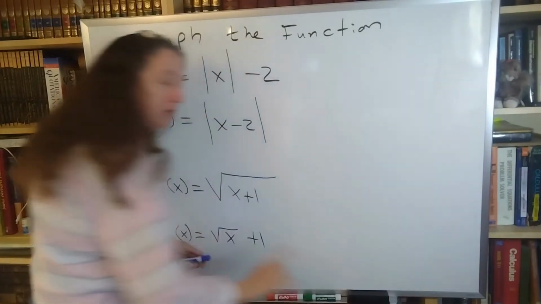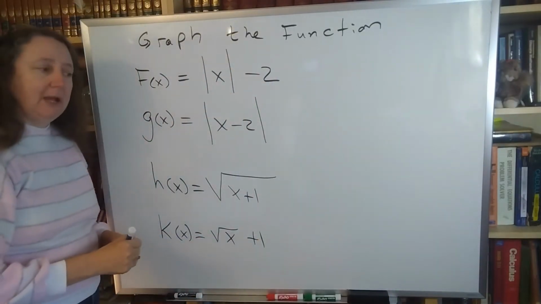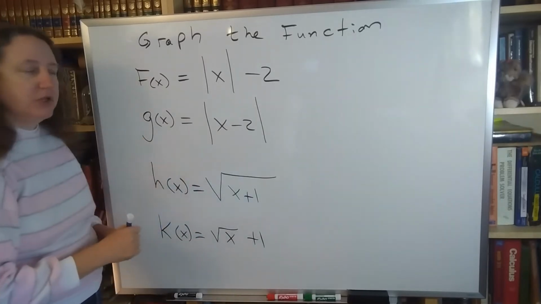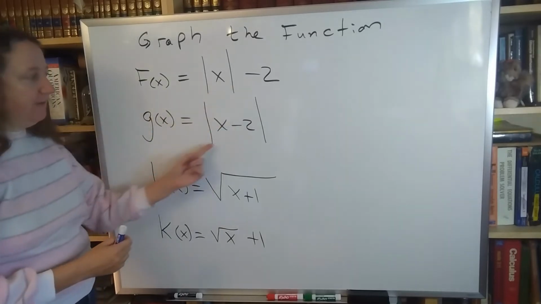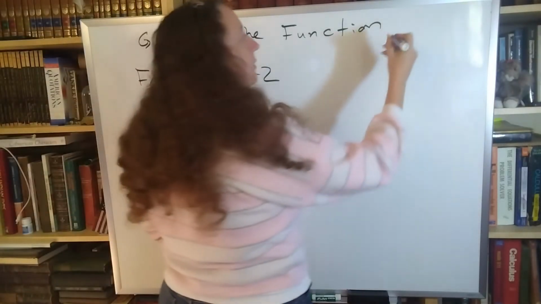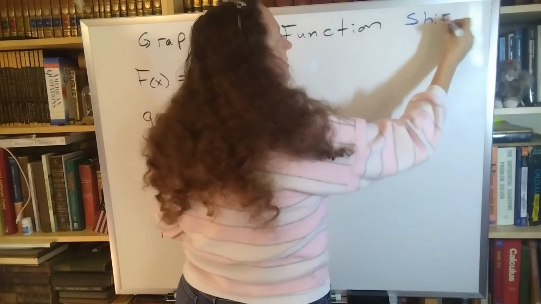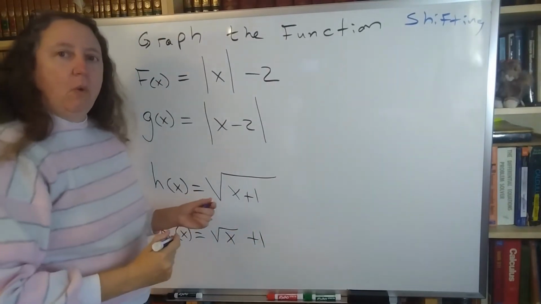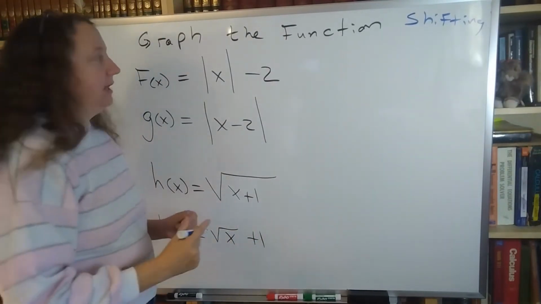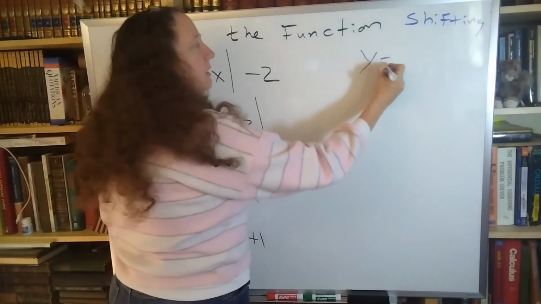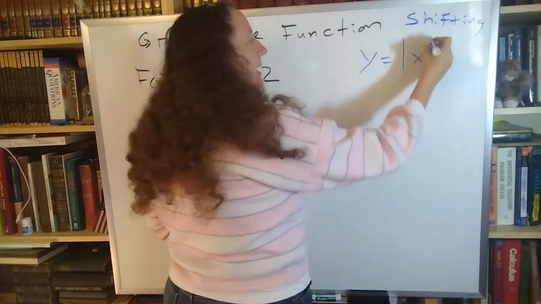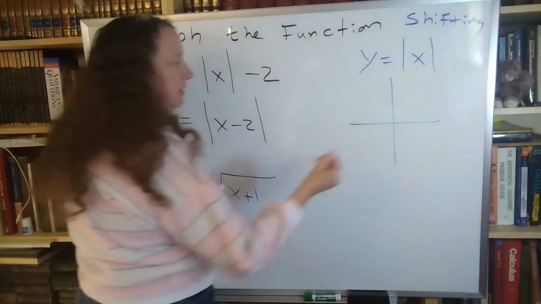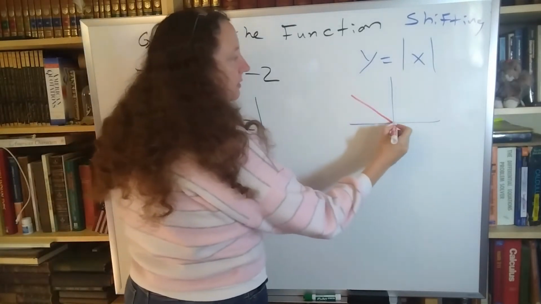However, there is another way, and that is by shifting the graph of the original basic function to make it look like the modified function. So we're going to do this by shifting. In order to do that, we need to know, what does the basic function look like? If we look at y equals absolute value of x, we are going to get a graph that looks something like this.